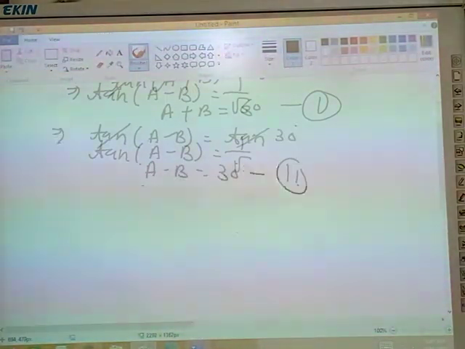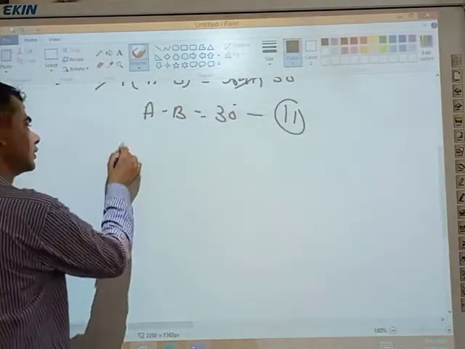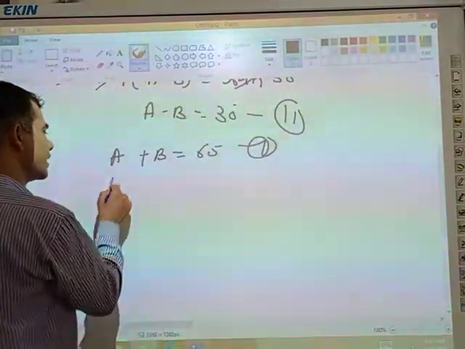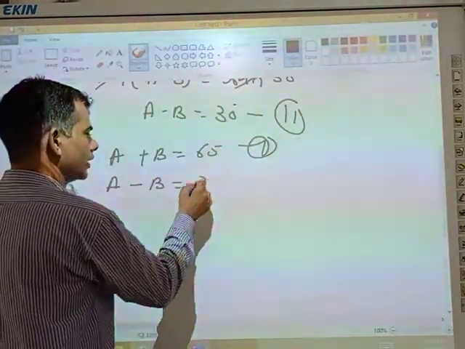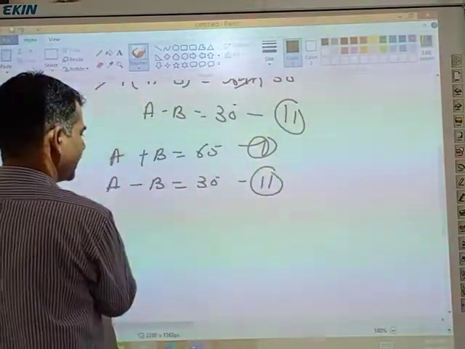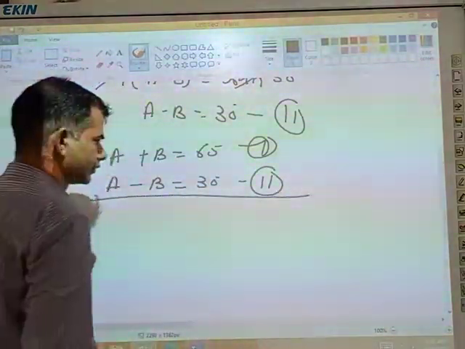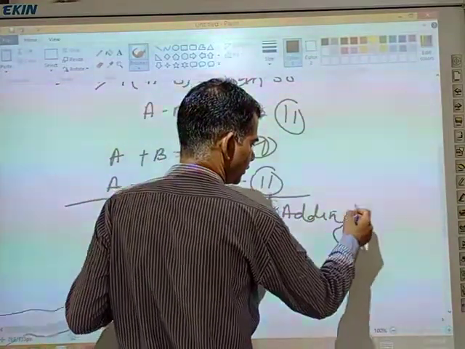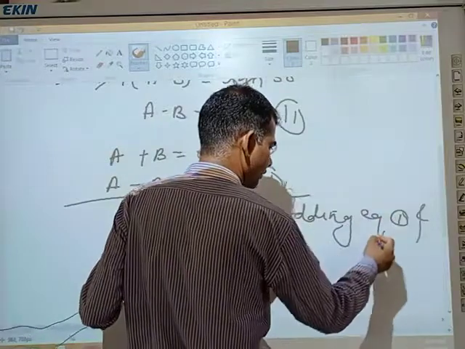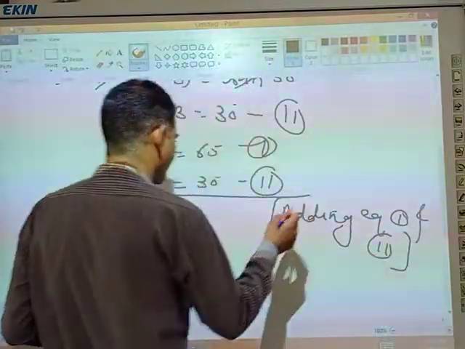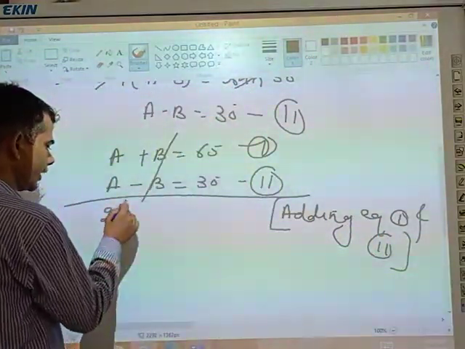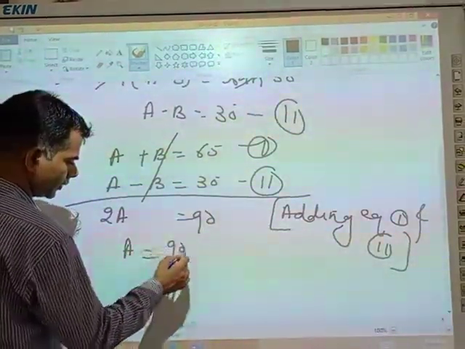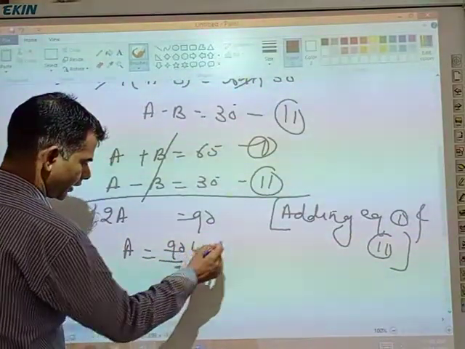A plus b is 60 degree. That is equation first. A minus b is 30 degree. Adding equation 1 and 2 we get 2a is equal to 90. Sir, a is equal to 45. Yes, 45 degree. The b cancels out. Twice of a is equal to 90 degree. Now a becomes 90 divided by 2, that is your 45 degree. Okay.